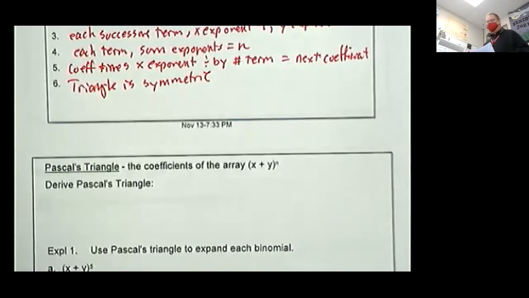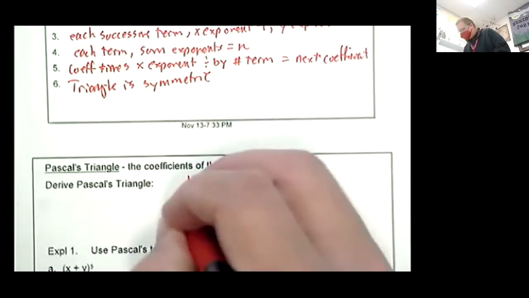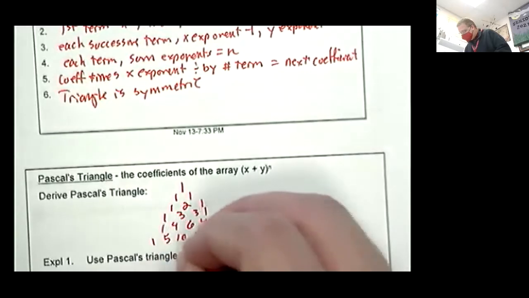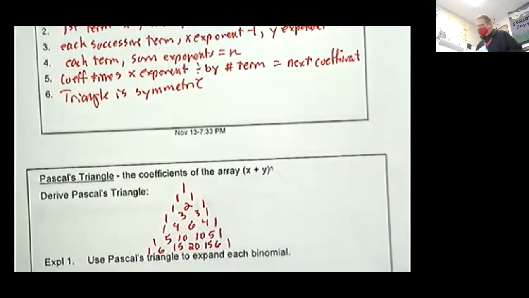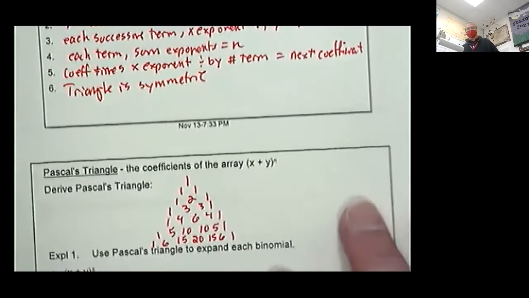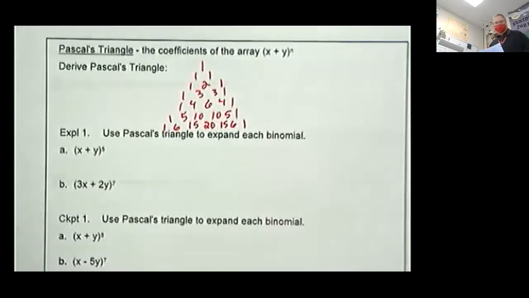So if we forget about the variables and we just look at the coefficients, we get 1; 1, 1; 1, 2, 1; 1, 3, 3, 1; 1, 4, 6, 4, 1; 1, 5, 10, 10, 5, 1; 1, 6, 15, 20, 15, 6, 1, on and on. Again, there's a bunch of patterns that have been developed in that triangle as well that make for some interesting study as well.